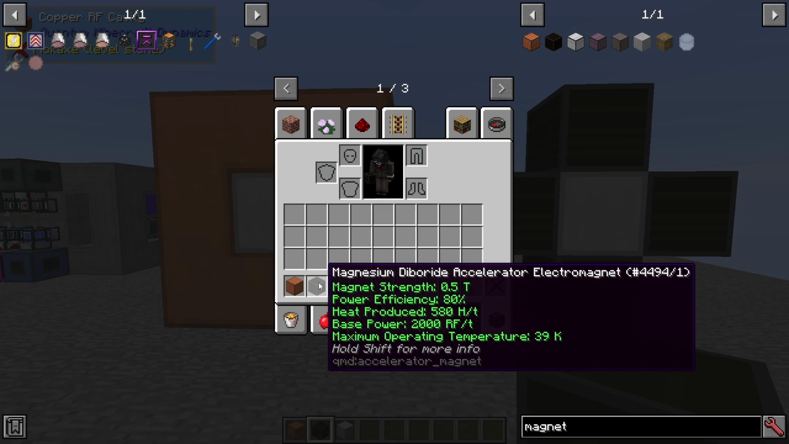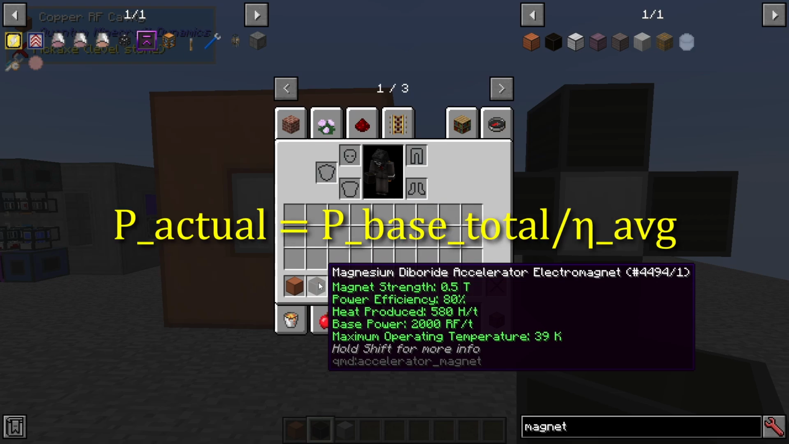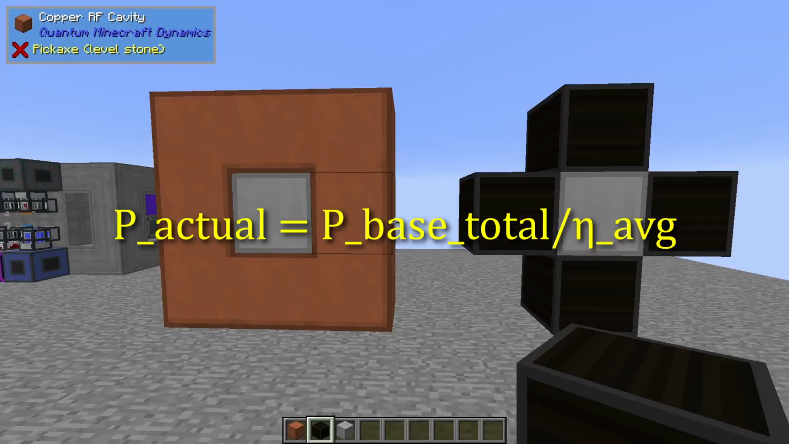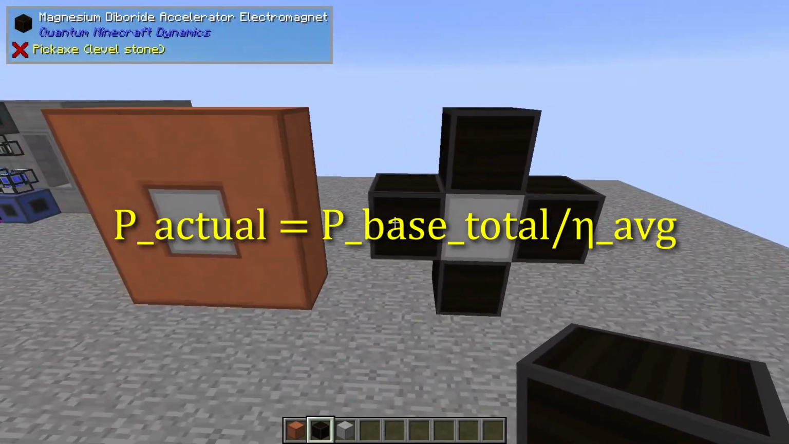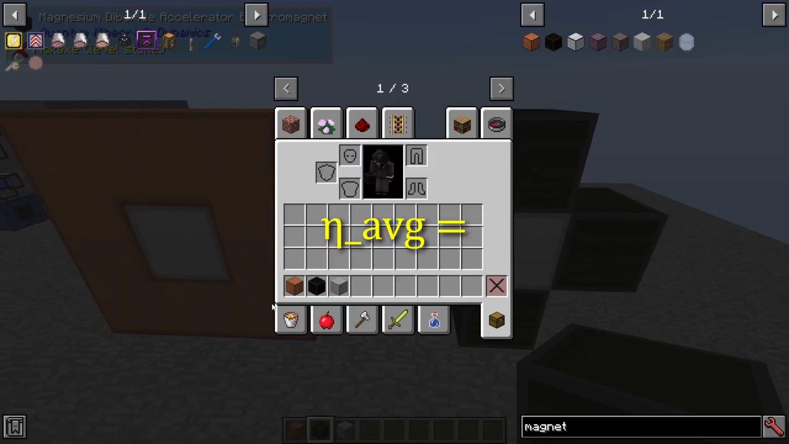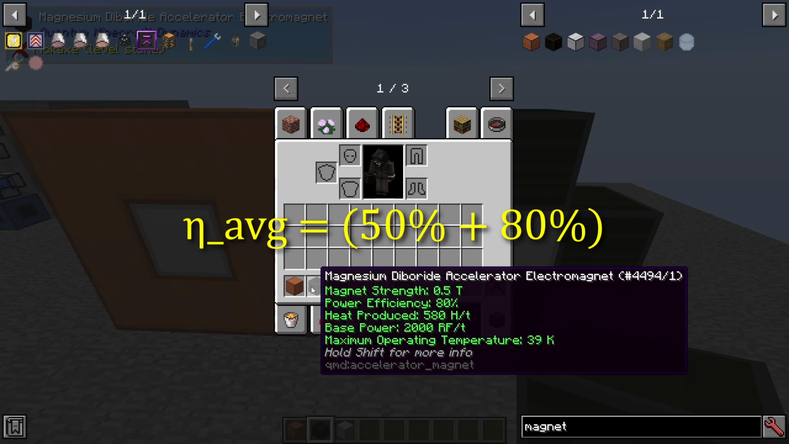The power cost of a structure actually depends on the other structures, because the total energy cost of all the components in your accelerator will be equal to the total base power divided by the average efficiency across all your components. For example, if I put one copper cavity and one magnesium diboride quadrupole, the cavity has an efficiency of 50% and the magnesium diboride has an efficiency of 80%.